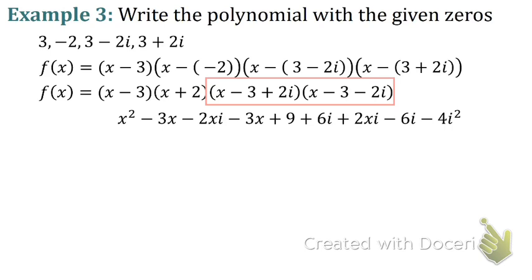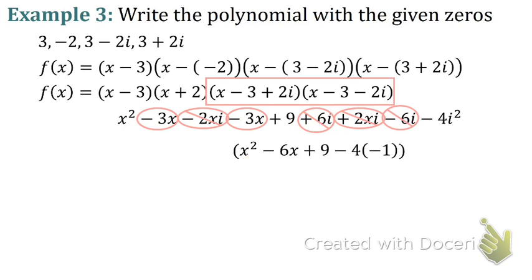Now, watch this. See what happens. We have a negative 2xi and a positive 2xi. Those subtract to 0. We have a positive 6i and a negative 6i. Those combine to equal 0. Now, so our i's are slowly going away. We need to combine like terms. We see we have a negative 3x and a negative 3x, so it's going to be negative 6x. So x squared minus 6x plus 9 minus 4 times the negative 1, because we know that i squared is negative 1. Negative 4 times negative 1 is a positive 4, and 9 plus 4 is 13.